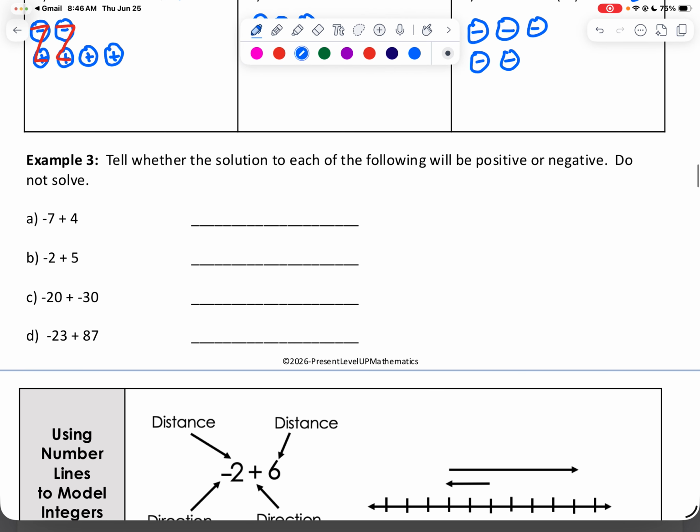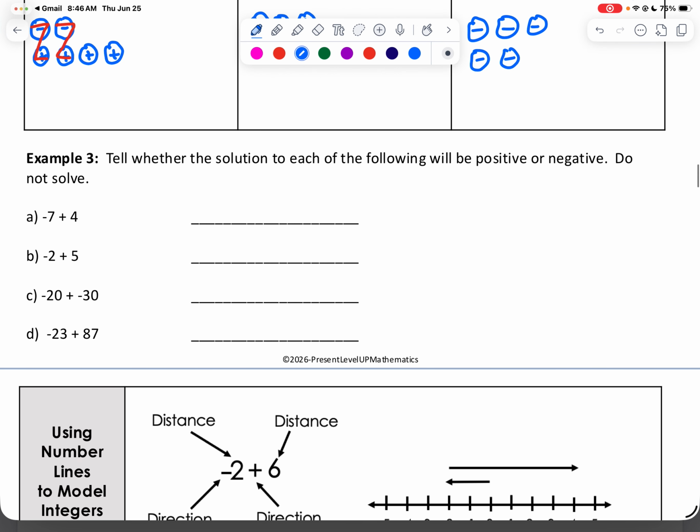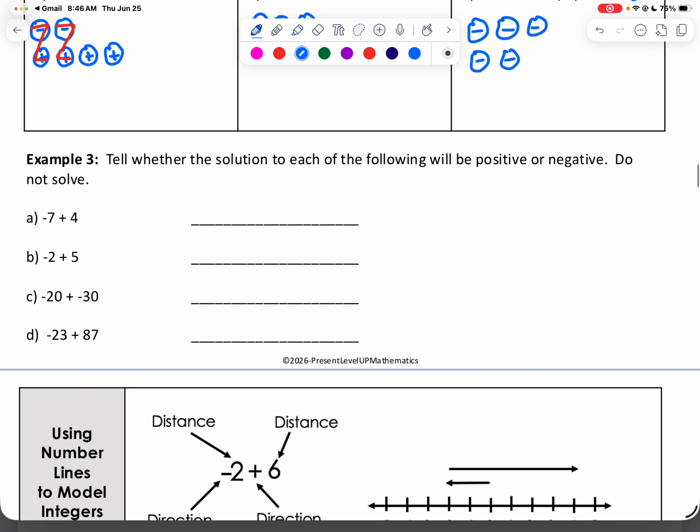Example 3. Tell whether the solution to each of the following would be positive or negative. Do not solve. In problem A, we have negative 7 plus 4. What I want you to visualize is that you're going to have 7 negative counters on the top row and 4 positive counters on the bottom row. Because there are more negative counters, your answer will be negative.